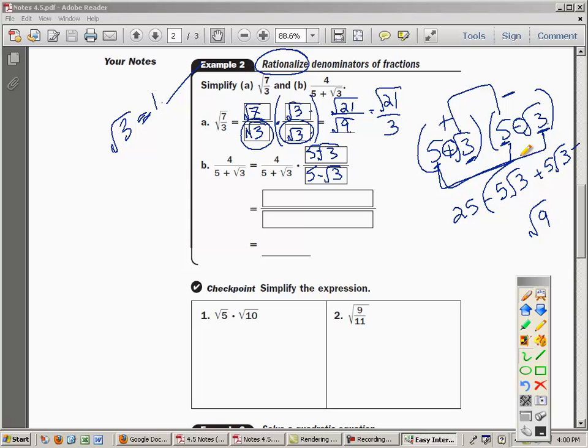So what happens with negative 5 radical 3 and positive 5 radical 3? Well, those just cancel each other out. And then I can actually do radical 9, that's 3. And so on the bottom of this thing, I simply end up with 25 minus 3.